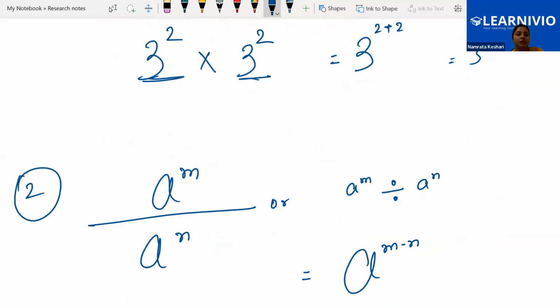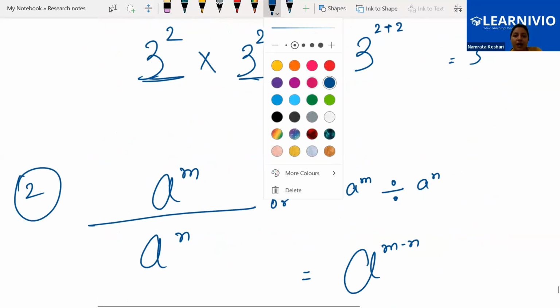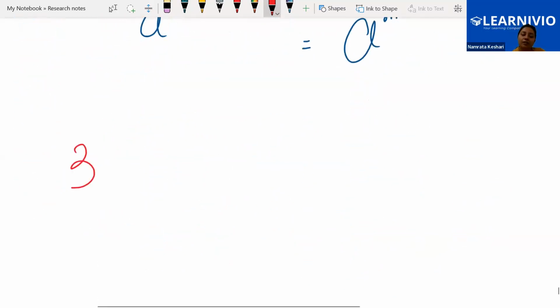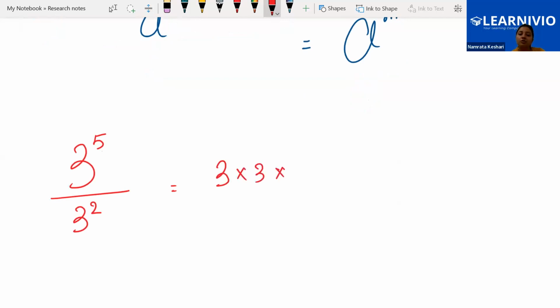Now again we will see the concept behind it. Then we will be taking a few questions from here. The concept says that whenever we are having 3 to the power 5 over 3 to the power 2, how many 3's are we having in the numerator? 1, 2, 3, 4, 5. How many 3's are we having in the denominator?